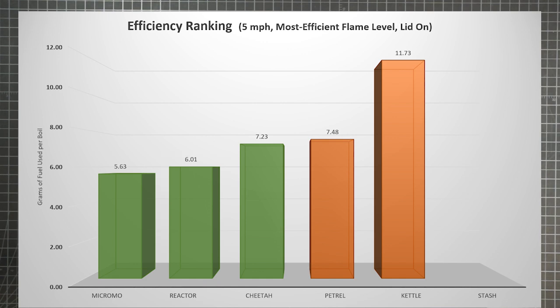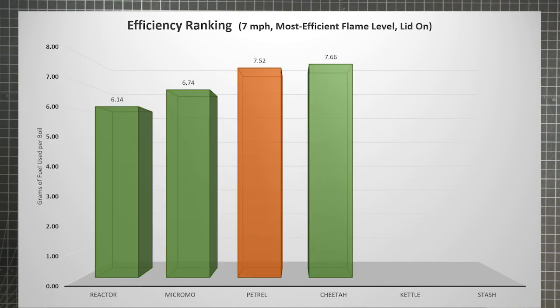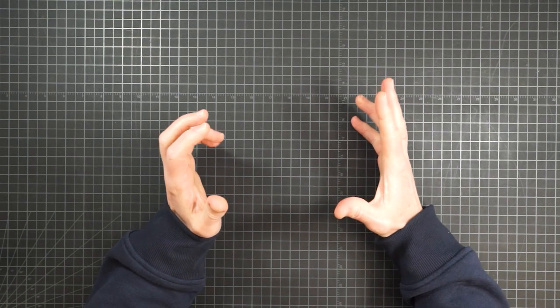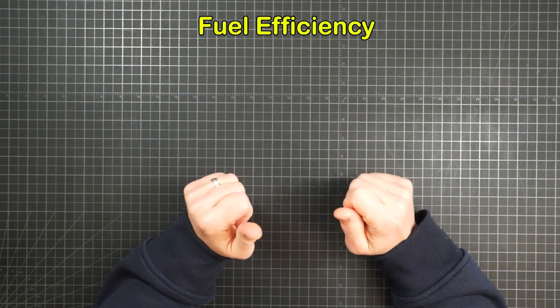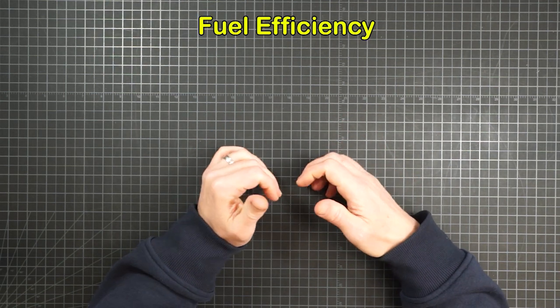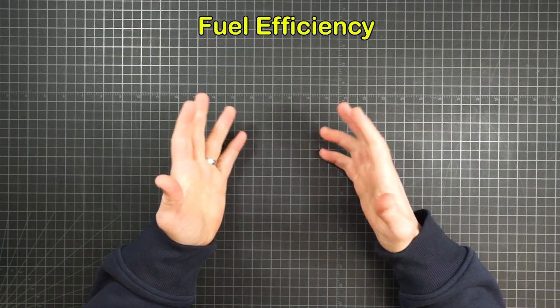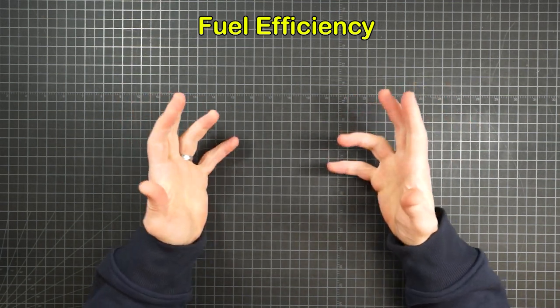At both 3 and 5 miles per hour, it's the MicroMo that sips the least fuel to boil a single batch of water. It is only at the strongest 7 mile per hour wind that the heaviest system finally came to the front. So far, this has all been from the strict perspective of fuel efficiency. Even with just that singular priority, the answer of which system is best still depends.